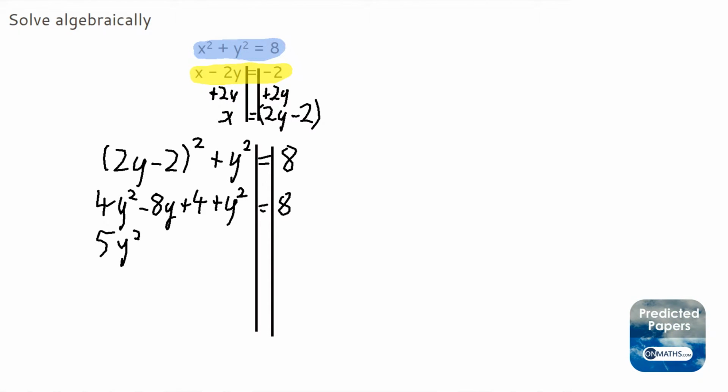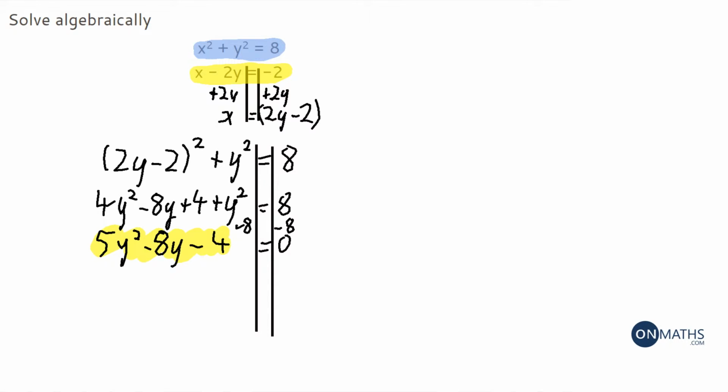And I can take away 8 both sides to get it equal to 0. So I'm going to have 4 take away 8, which is minus 4. So I have minus 8 both sides, so I'll write that down, so when I'm looking at my working later on, I know what I've done. Okay, so next step is to try and get the left hand side, this bit here, into brackets, or factorize it.